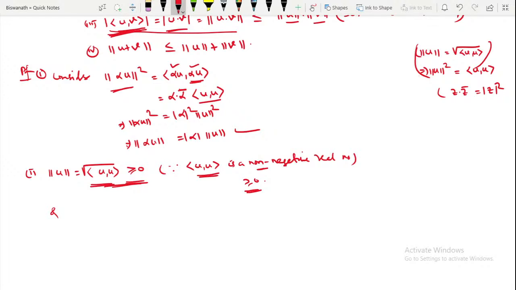And here it is also given: if norm u equals 0. What do we mean by norm u? Norm u is the square root of the inner product of u comma u, and this equals 0. We know the square root of any number equal to 0 means that number should be 0, that is, the square root of 0 is only 0. So the inner product must be 0. And the inner product of a vector with itself equal to 0 means that vector is the zero vector.